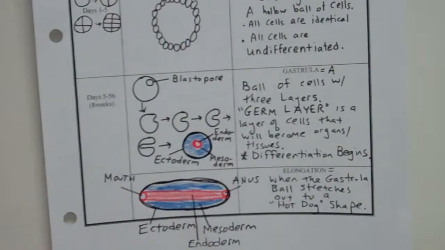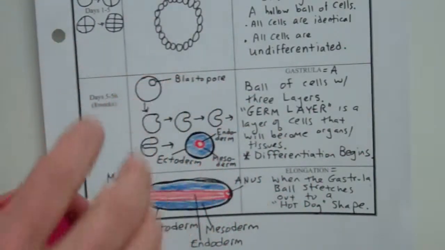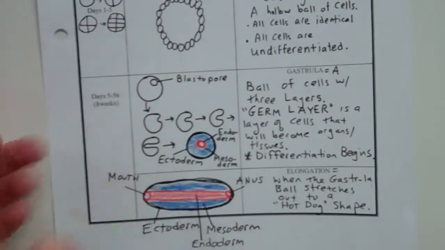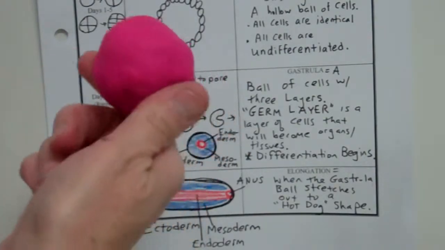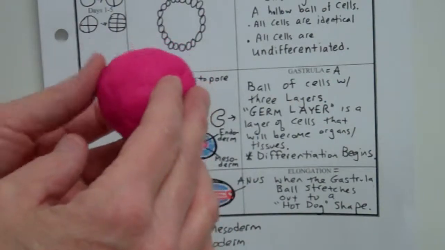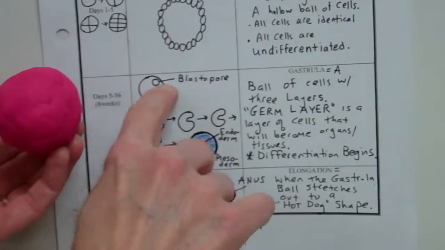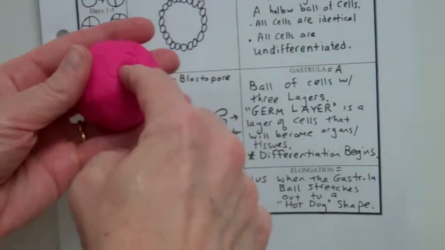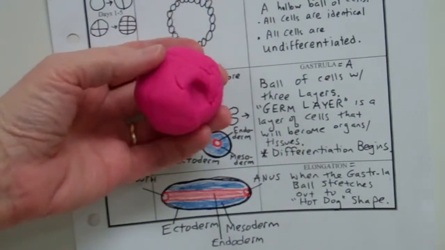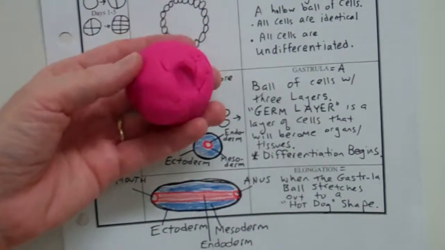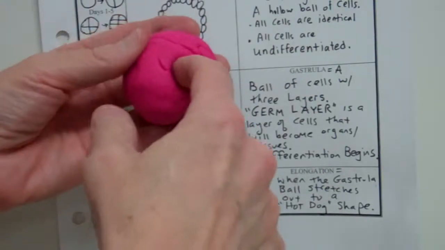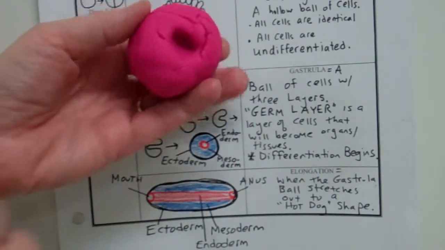All right, so I did get some Play-Doh to kind of show you what's happening in this days 5 to 56. So here's this round ball of cells, and the blastopore. A blastopore is a little indentation, so I'm just going to make a little indentation there. The cells start to migrate in on this ball of cells, and over time it continues to push in, gets deeper. It's kind of a nice little mouth there, huh?